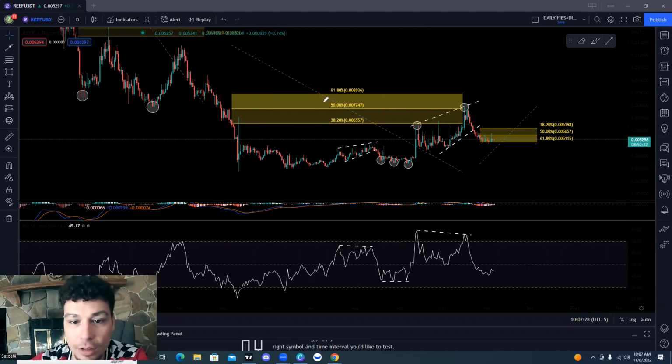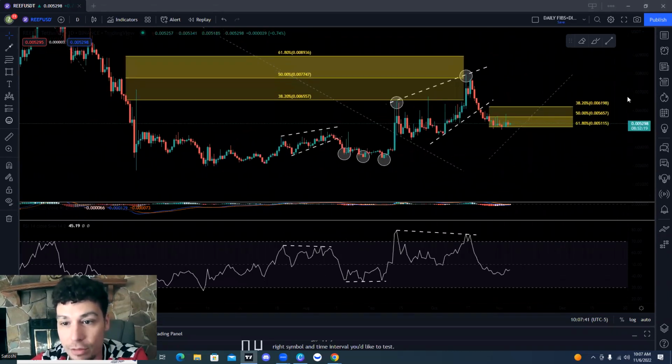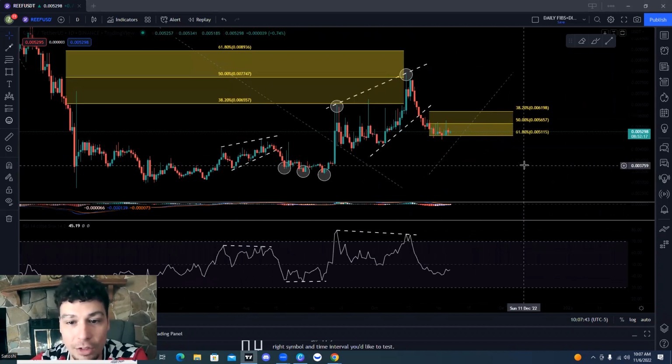We came up here to the 50% recently, but then we had a bearish chart pattern known as a rising wedge combined with bearish divergence. So if you're not familiar with the rising wedge or bearish divergence, I'm going to break it down and explain it to you guys really quickly.